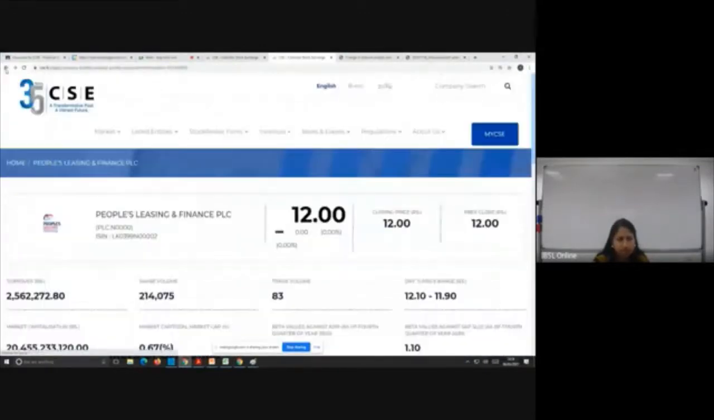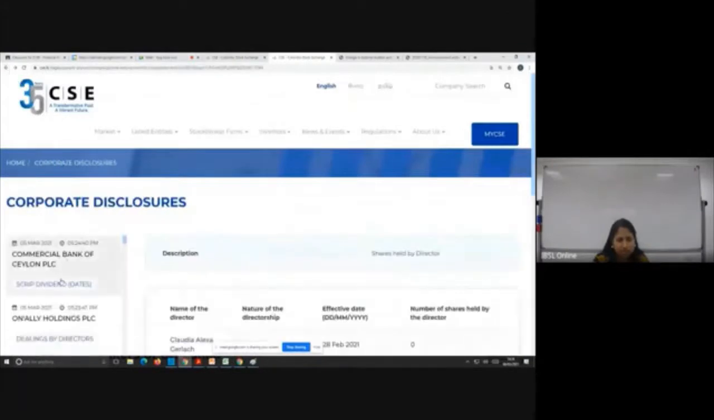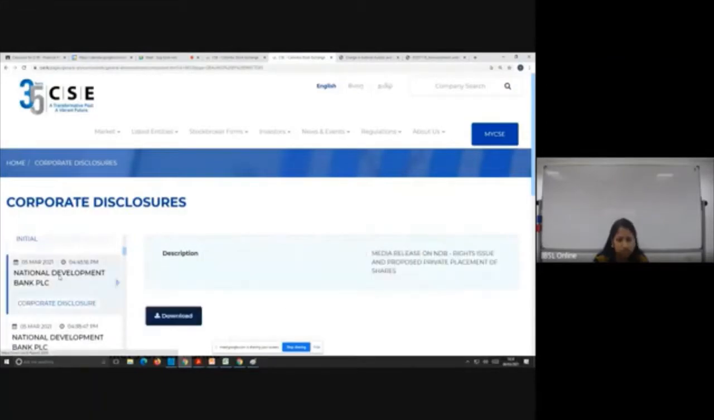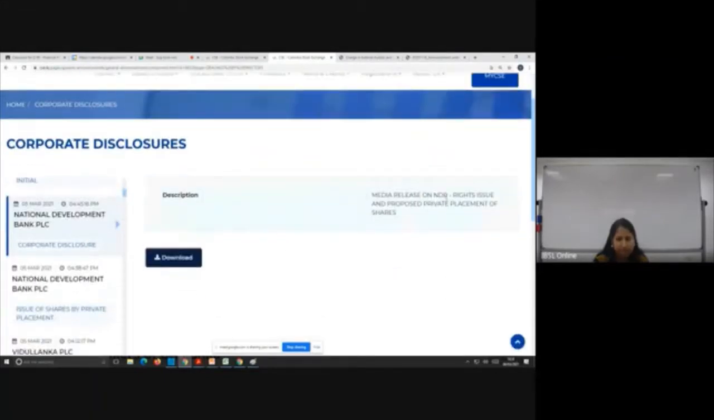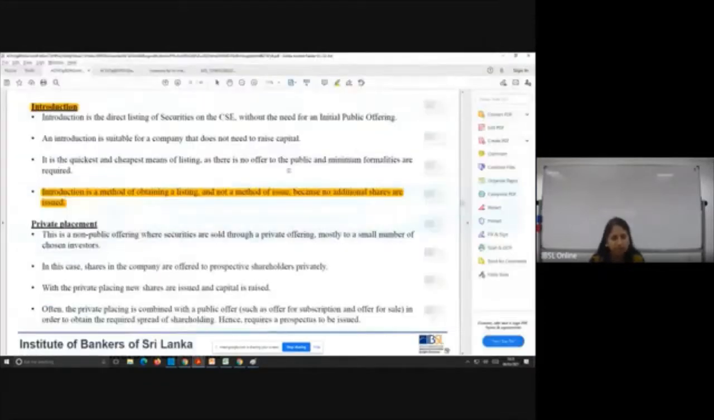Now, I think we saw this example in the disclosures when we went through. Here you can see NDB planning to do a rights issue, which is a public issue as well, but it's a bit different. Let's see what that is. And coupling that with a private placement of shares as well.